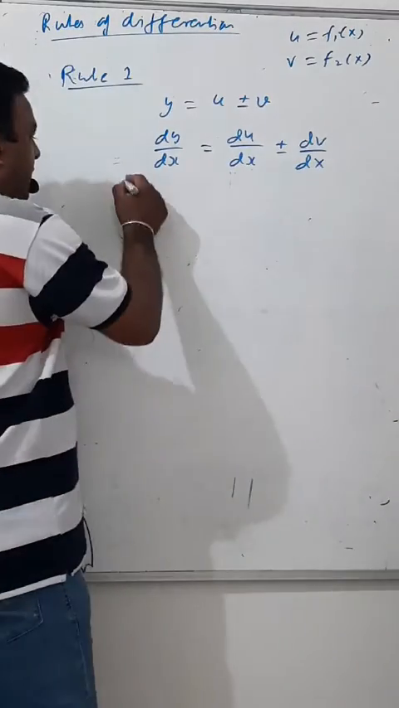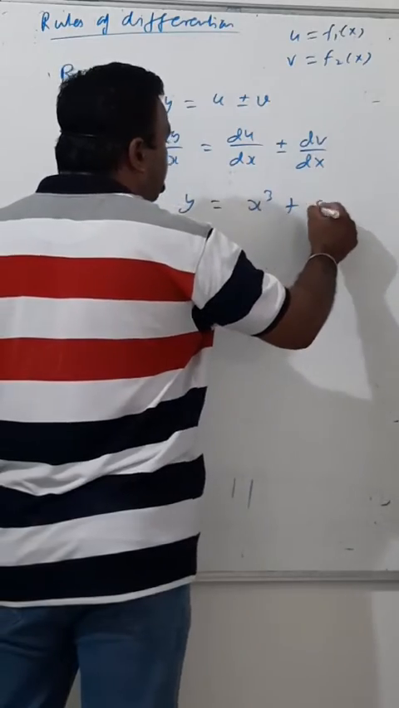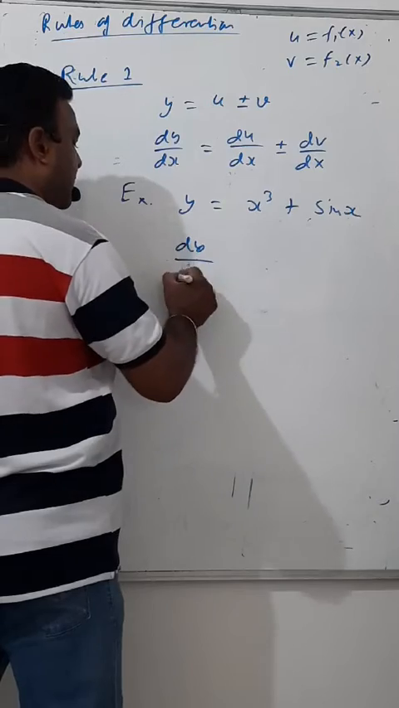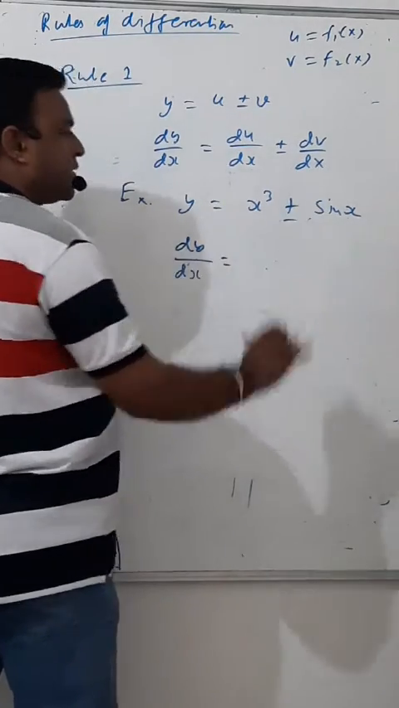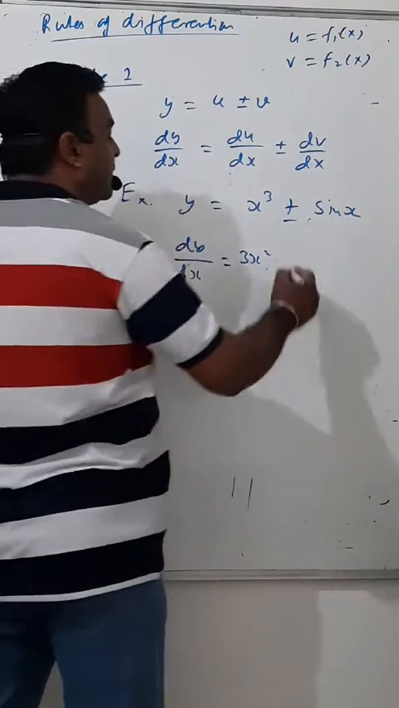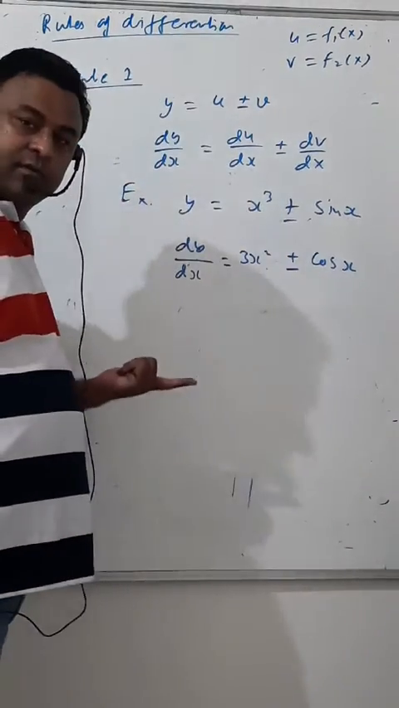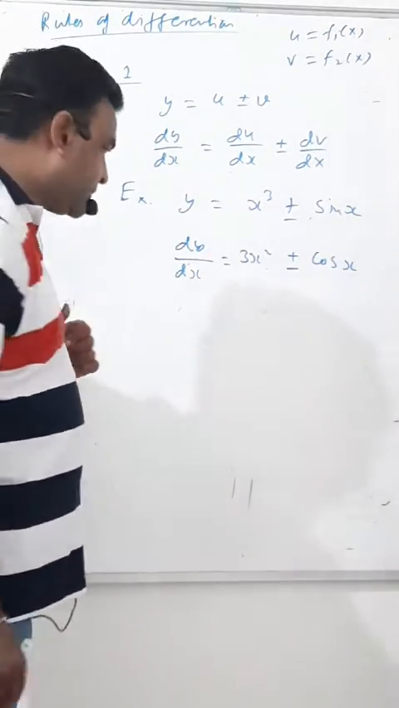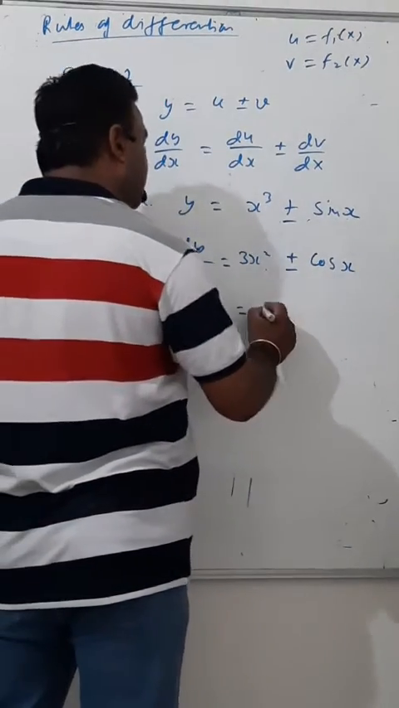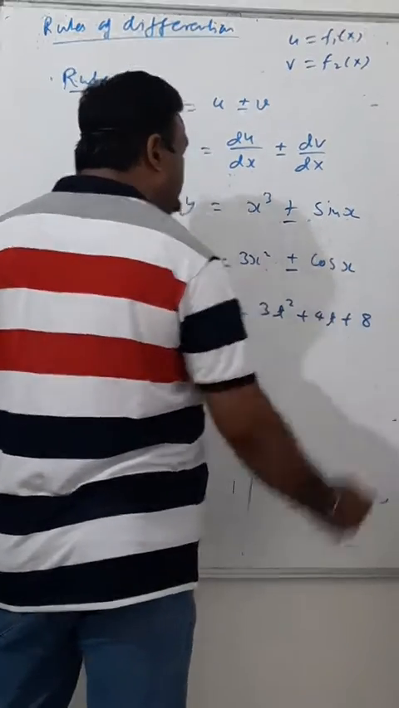Simple. I give an example. You have y is equal to x cube plus sin x, then dy upon dx, say plus or minus, you differentiate x cube, it will come 3x square, plus cos x, since sin x will become cos x. So simple it is.